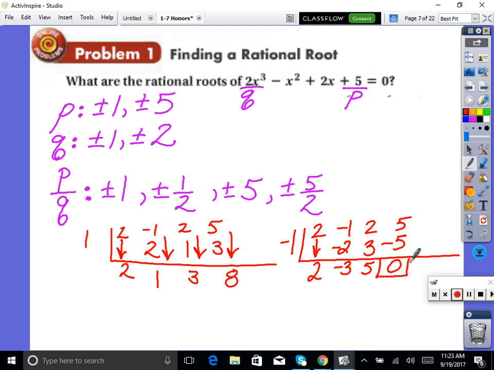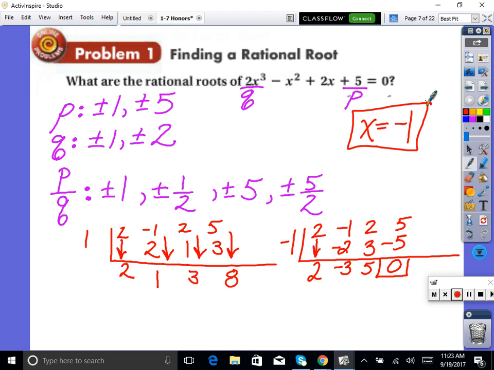All right. Did we all get a remainder of 0 for negative 1? So guess what? Yay! We know negative 1 is definitely a solution. It's a rational root. It's definitely a solution. Now, I can keep testing a half, negative half. I could test 5, negative 5. I could test 5 halves and negative 5 halves. That's one way of doing it.